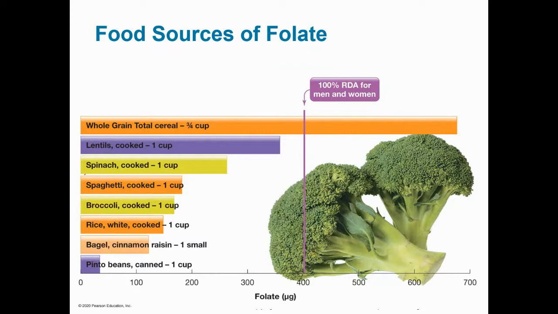Okay, so food sources. Here's spinach, the one dark green leafy veggie representative. Here's a whole grain. Again, this is a cereal, so this is probably a fortified food. Lentils, also 1 cup, are going to get you nearly the RDA. And then some other broccoli, pinto beans, and then these are all processed green foods. So whole grains aren't necessarily a great source of folate. Processed grains that are fortified, meaning they've had folate added to them, can be a source of folate.